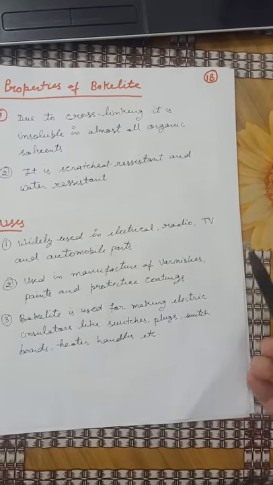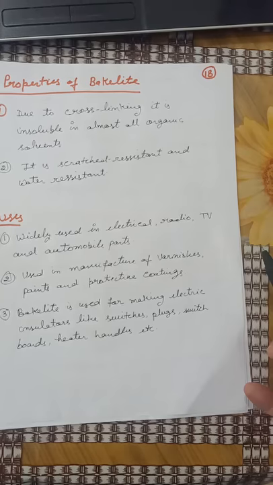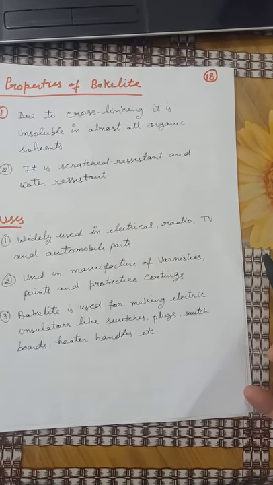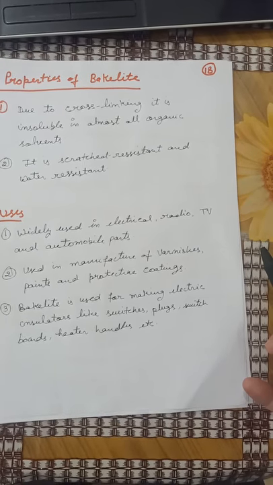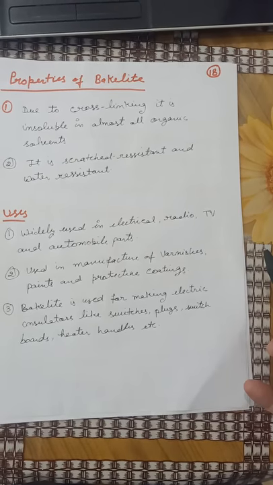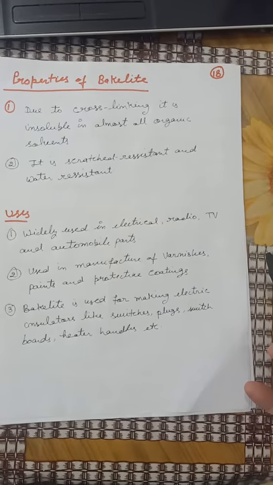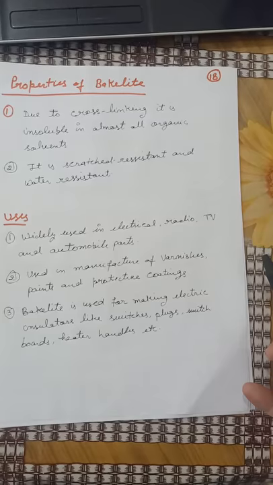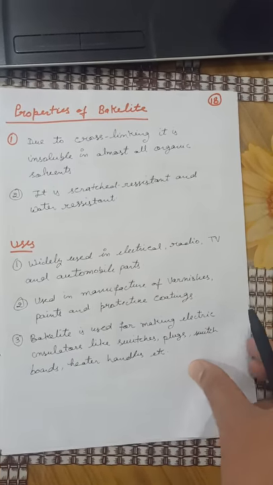Now the properties of bakelite. Due to cross-linking, it is insoluble in almost all organic solvents. It is scratch resistant and water resistant. Uses: bakelite is widely used in electrical, radio, TV and automobile parts. It is used in the manufacture of varnishes, paints and protective coatings. Bakelite is used for making electrical insulators like switches, plugs, switchboards, heater handles, etc.